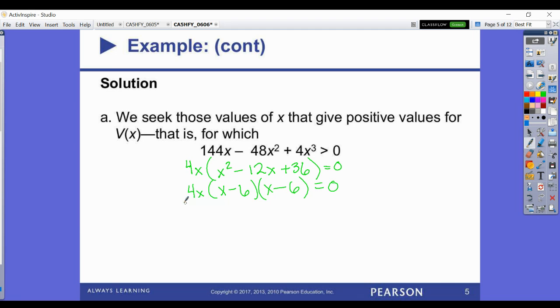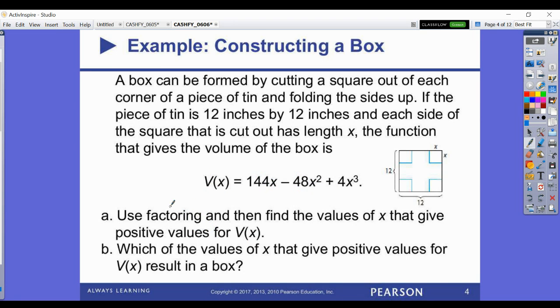So the zero product property says that 4x equals 0. Divide by 4. So my answer is 0. Or x minus 6 equals 0, which tells me the answer is 6. So we seek those values of x that give positive values for volume. So 0 and 6 have something to do with this.